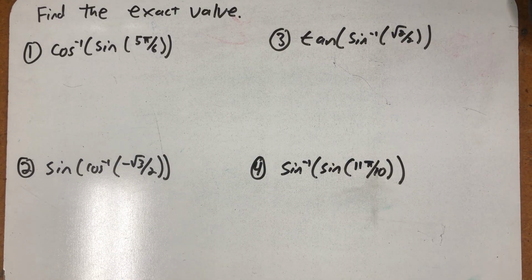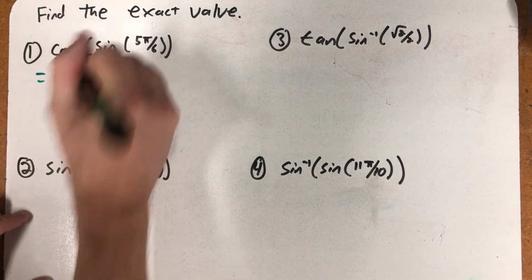Here I've been asked to find the exact value of some compositions of trigonometric functions and inverse trigonometric functions with the order kind of switched up. Sometimes it's a trig function on the inside and an inverse trig function on the outside, and other times we have the inverse trig function on the inside and the trig function on the outside. But to start, we'll approach them the same way, and we're going to work from the inside out.